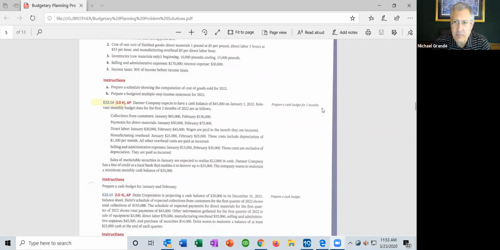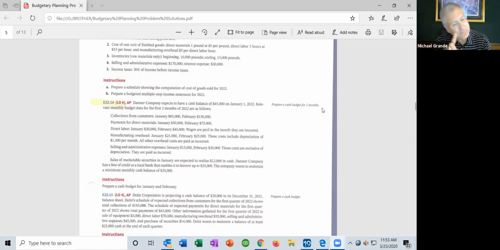Prepare a cash budget for January and February. Cash budget, not an income statement. So we need to figure out cash collected and cash disbursed. Remember this, depreciation expense is a non-cash expense. It's recorded as an expense, but it's not a cash disbursement.